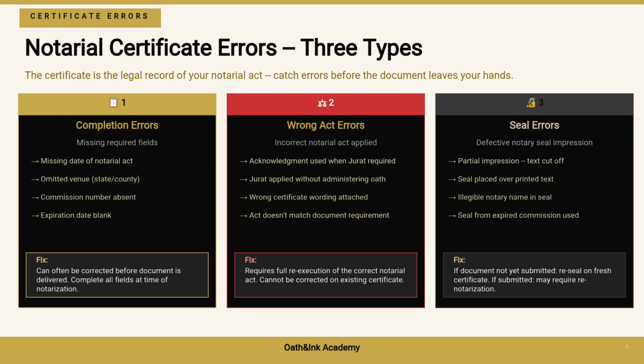This becomes important because the notarial certificate can hold up or sink an apostille, loan closing, or court filing. Certificate errors fall into 3 types. Completion errors are missing fields, date, venue, commission number, often correctable before the document leaves your hands. Wrong act errors mean you applied an acknowledgement when a jurat was required, or vice versa, requiring full re-execution. Seal errors, partial impressions, or missing notary name may also require renotarization. Catch all 3 types before the document is submitted.